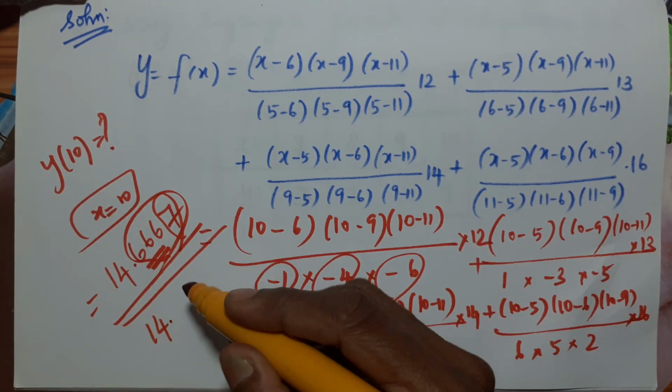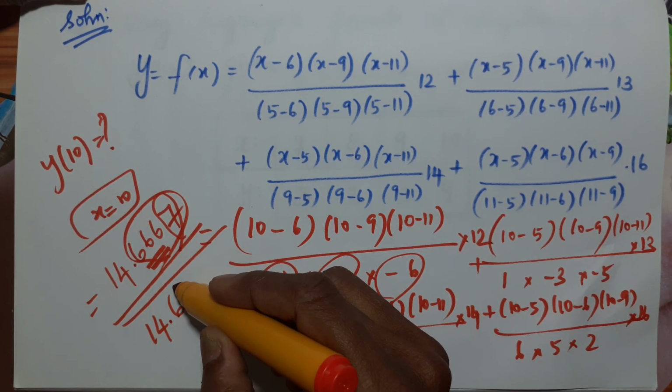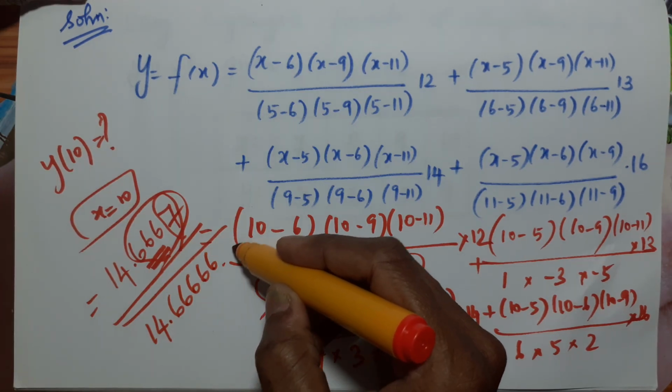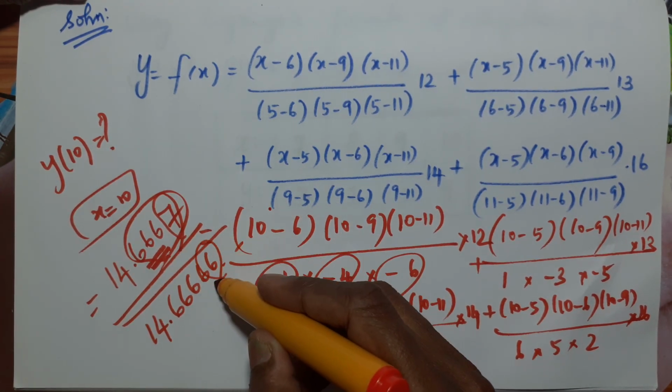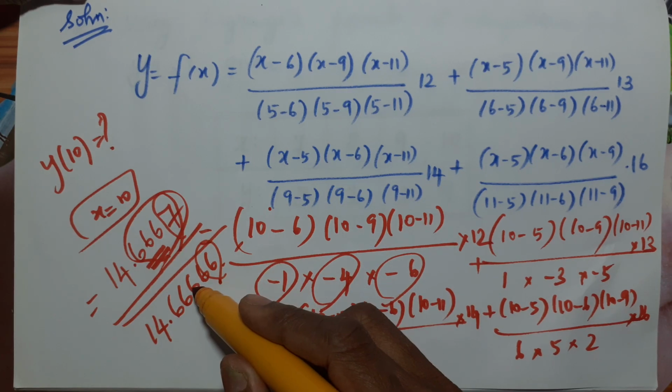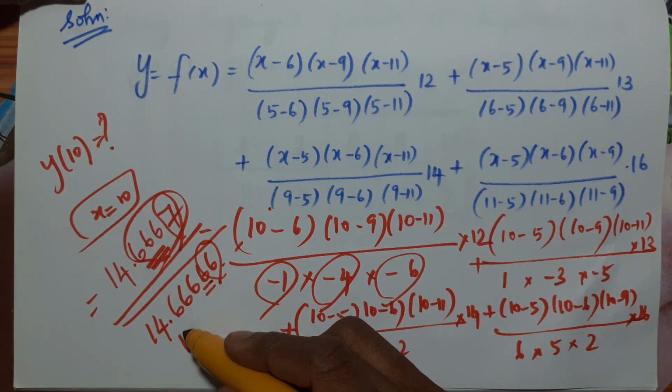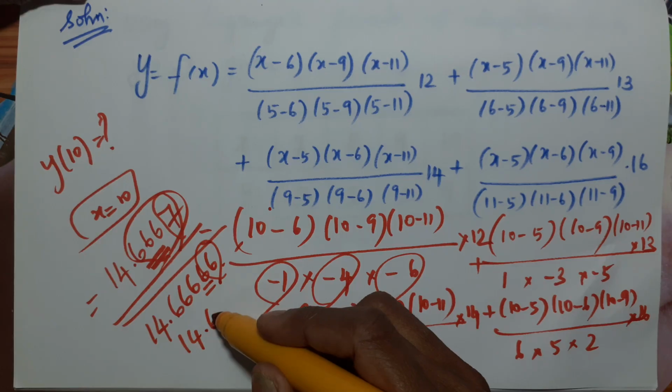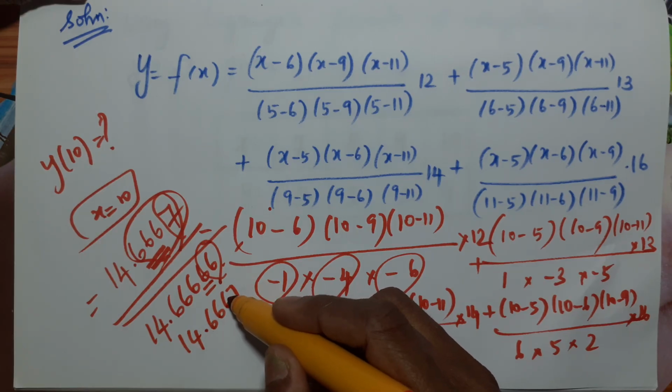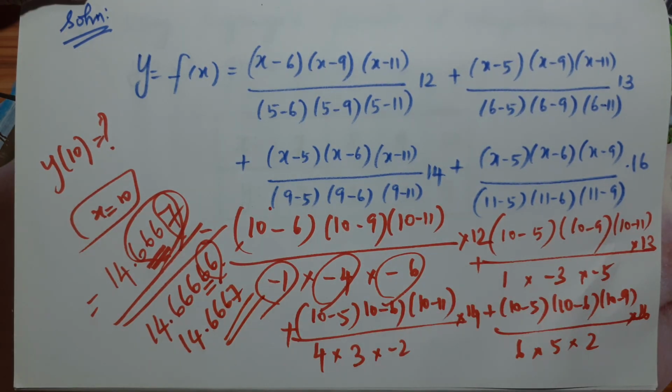Here, after simplification, we'll get the answer as 14.6666, etc. Since the next digit is 6, it is above 5, so I have added 1 to the previous digit. So my answer is 14.6667. Don't take only 2 decimals. Make sure you take a minimum of 4 decimals. Is it clear?